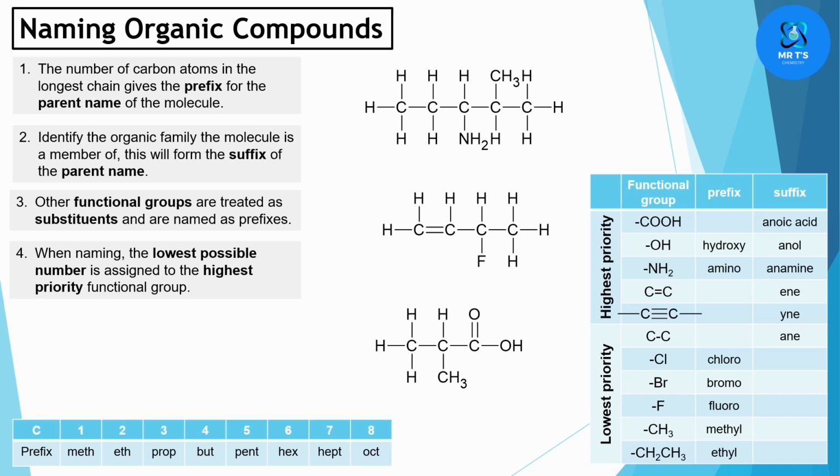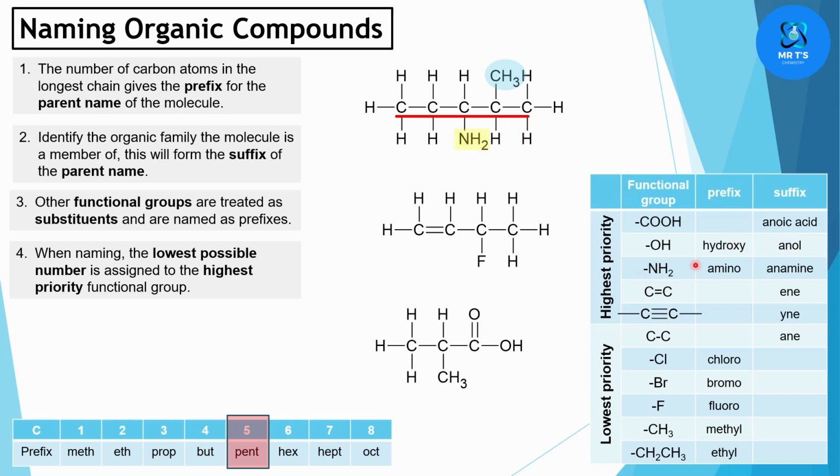Continue to look at numbering here. So we're looking at how we would apply numbering when naming more complex organic molecules. So let's have a look at this first molecule at the top here. This has 5 carbons in a row, so it's going to be called pent, and it has 2 different substituents coming off, a CH3 that is a methyl group, and an NH2 that is an amine group.